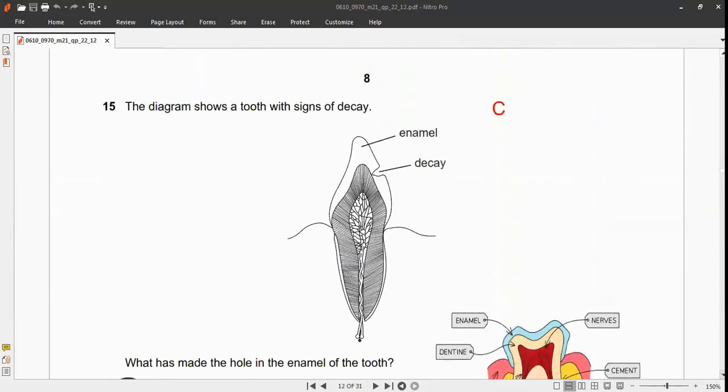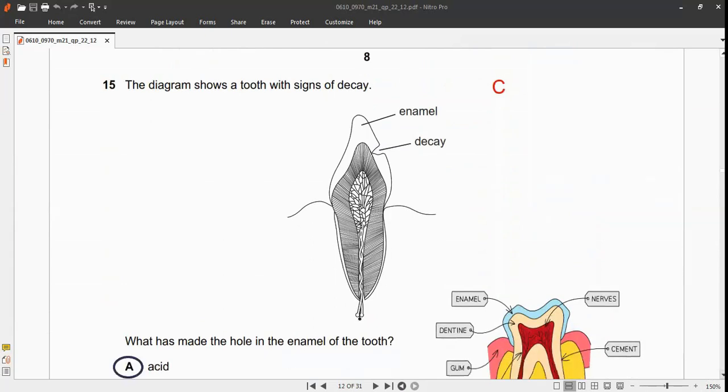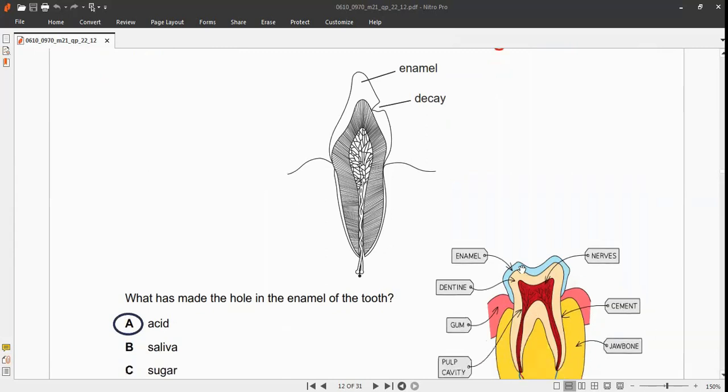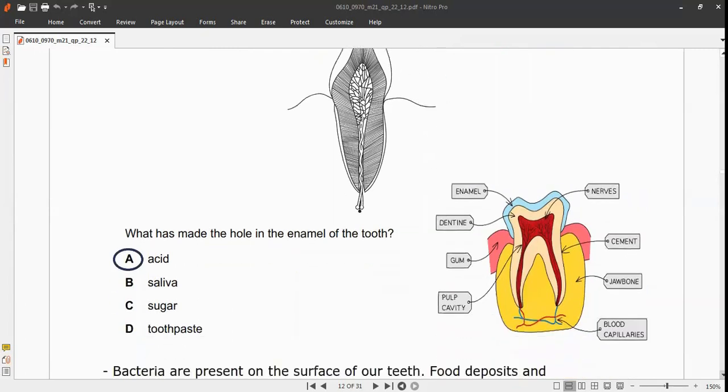Question 15. The diagram shows a tooth with signs of decay. Okay. What has made the hole in the enamel of the tooth? Yes, this is enamel. And the decay here in this place.